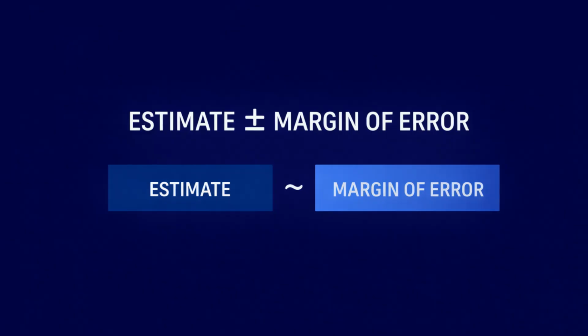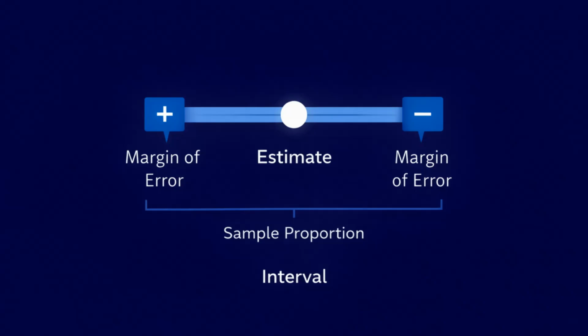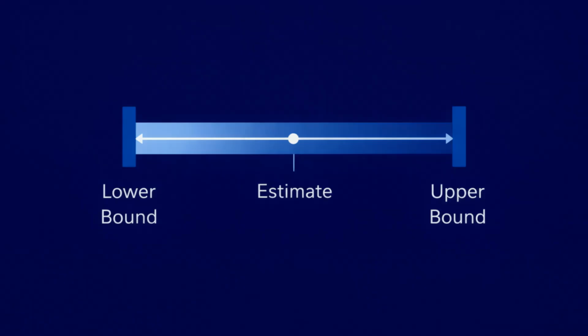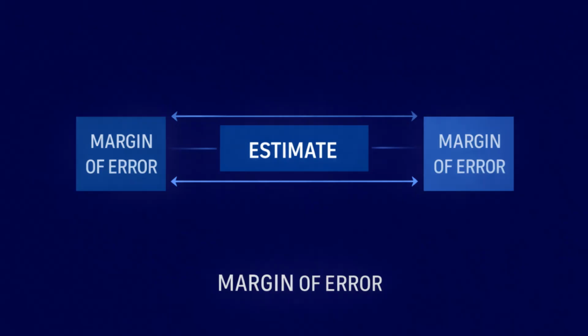Every confidence interval follows the same basic structure. It is an estimate plus or minus a margin of error. For proportions, the estimate is the sample proportion. The margin of error is the amount added to and subtracted from the estimate to form the interval. When software reports a confidence interval, it usually shows two values. The smaller value is the lower bound, and the larger value is the upper bound. The estimate is centered between these two values. The distance from the estimate to either bound is the margin of error. The margin of error is the same amount on both sides of the estimate.